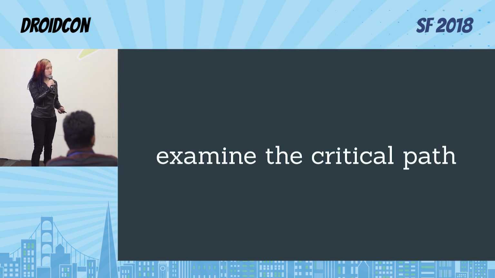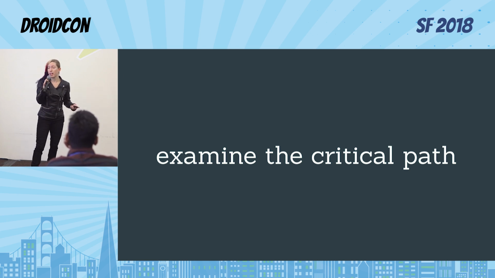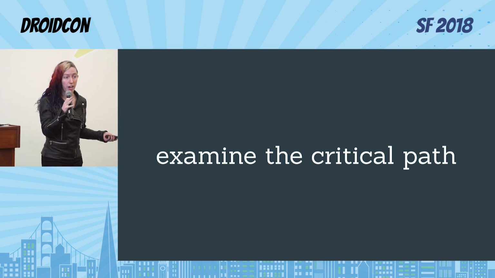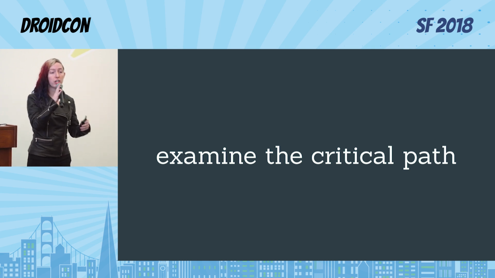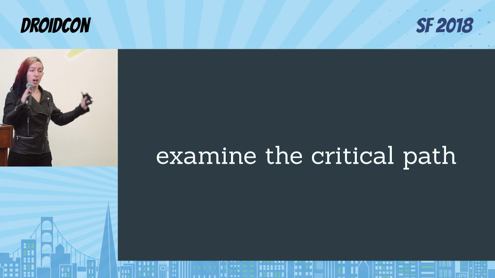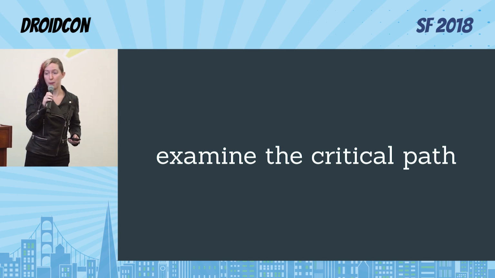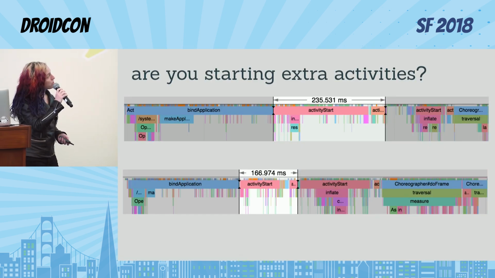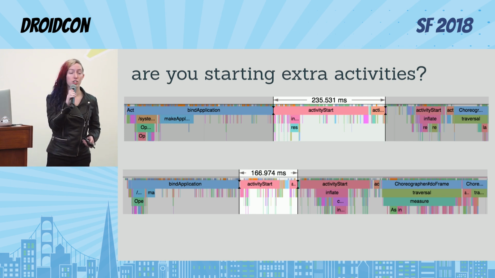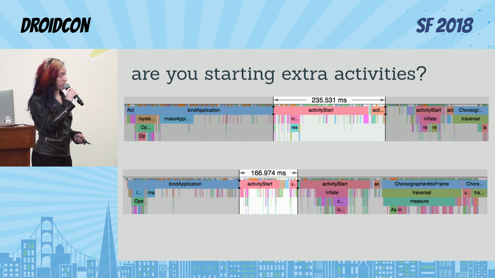The first thing that you do when you are taking a look at your app startup, or really any trace that you're trying to evaluate the performance of, is to examine the critical path. Just look at the top level: what is being traced, what is happening here. In this case, here are 2 different app startups that are actually starting extra activities in the process of their startup.